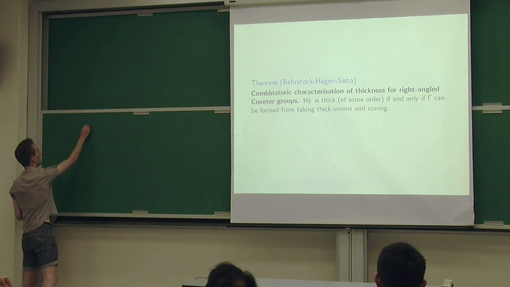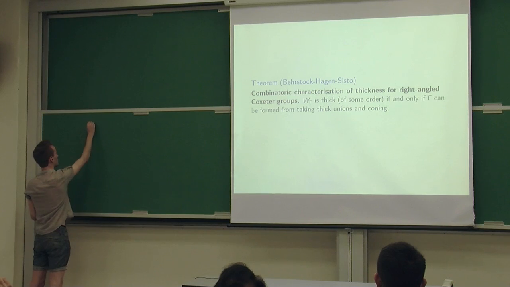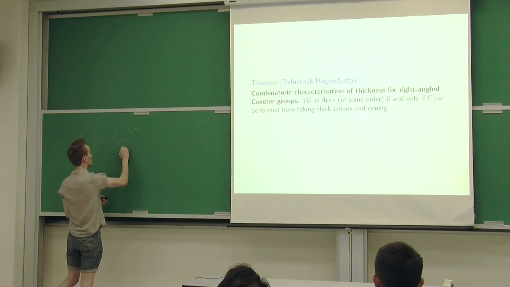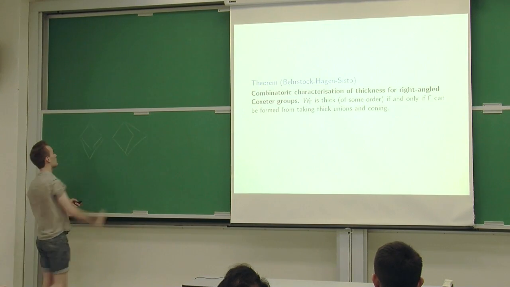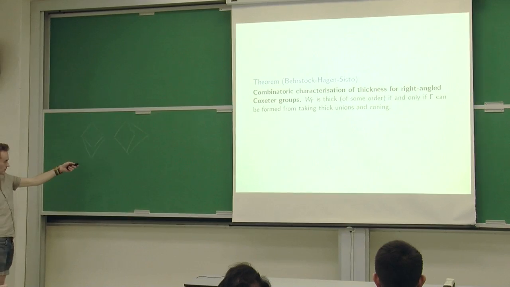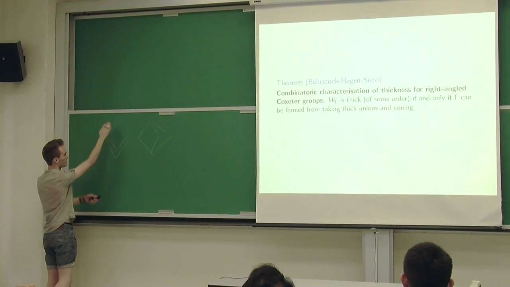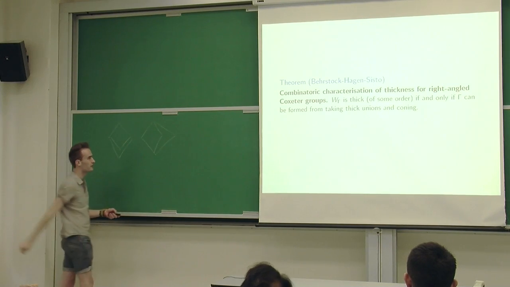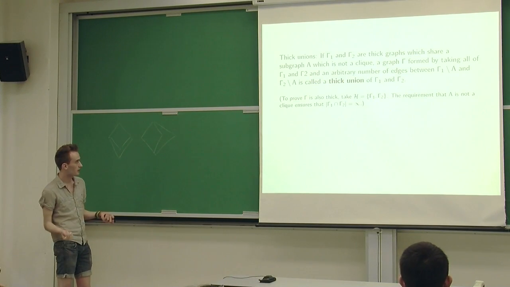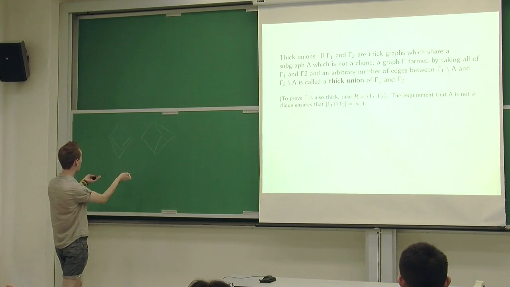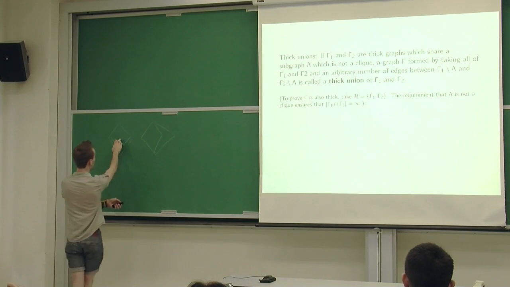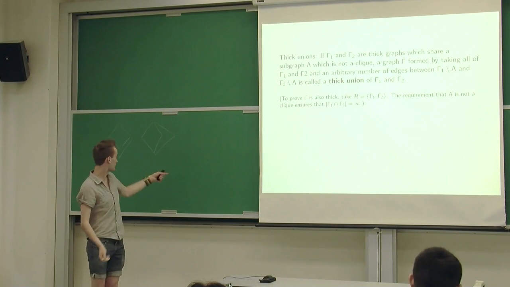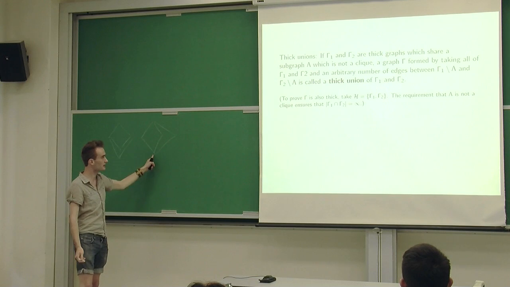So if you start with two graphs, this one and this one, both of these are going to be thick of order 0 because they're joins. This is a join between the vertical vertices and the horizontal vertices. Likewise for this one. You could take their thick union. So they're thick graphs, and if they share a subgraph, which we'll say is this square, and that square is obviously not a clique because it's missing, for example, this edge and this edge.